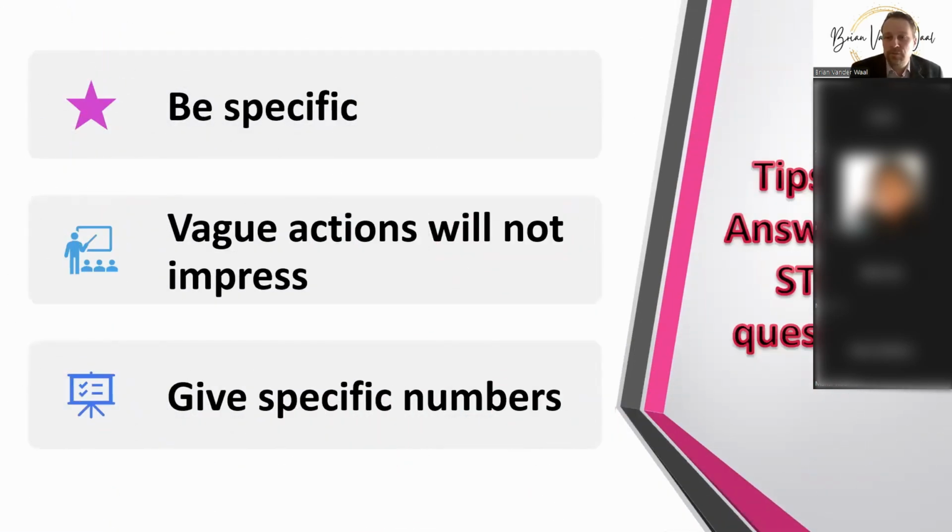We're going to look at some tips for answering STAR questions. The first tip is to be specific. When answering a question using the STAR method, be specific with your answer. General actions such as working harder, or results such as things got better or my manager was happy, will not impress your interviewer as they're not measurable. You need to be more specific. You need to be clear. The best answers will give specific numbers or a form of quantifiable success to easily prove to your interviewer that your actions had impact.